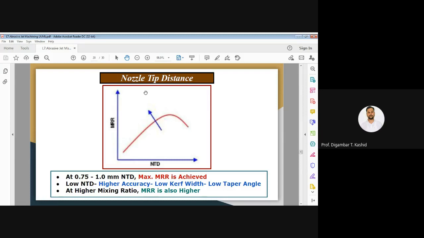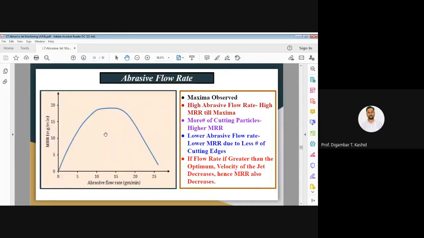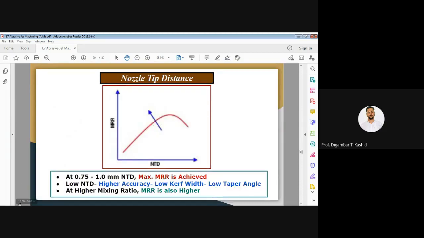Now here we can see the effect of the nozzle tip distance on the volumetric material removal rate, that means the VMRR. It has more or less the same trend, the same nature as in the previous slide. You can see the previous trend of the graph was like this, so a similar trend is also here. Whatever the curvature or the nature of the graph is, it is called a trend, which we have seen in the previous slides. So the same trend is seen in this slide also.